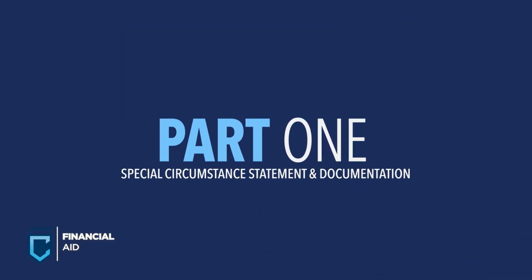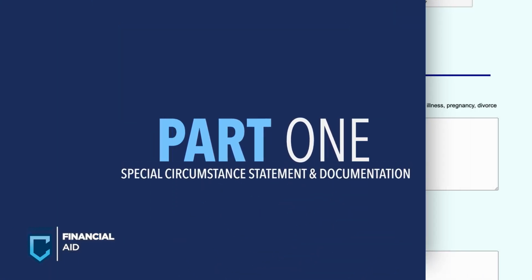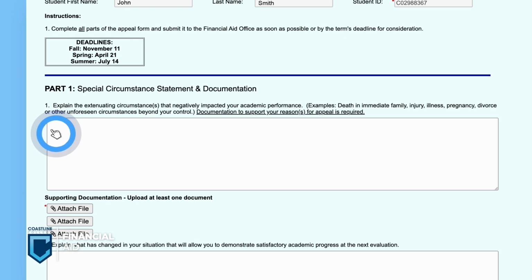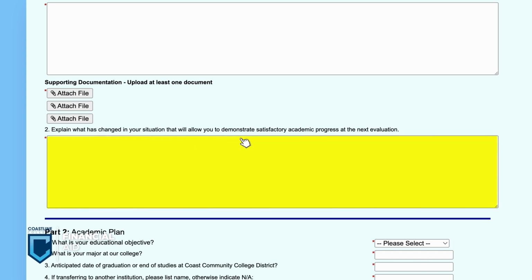Part 1 of this form is the special circumstance statement and documentation. In this section, you will explain why you have not completed your education goal and why you need more time. Make sure to include any extenuating circumstances that have happened and have made it difficult for you to finish your education goal within the allowed time frame. Also, you will explain what has changed in your situation that will allow you to demonstrate good progress at the next evaluation. Please provide as much supporting documentation as possible to help the appeal committee decide in your favor.